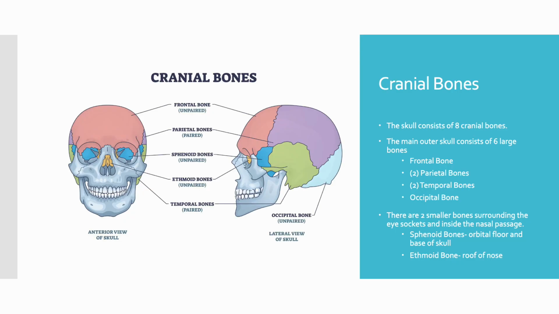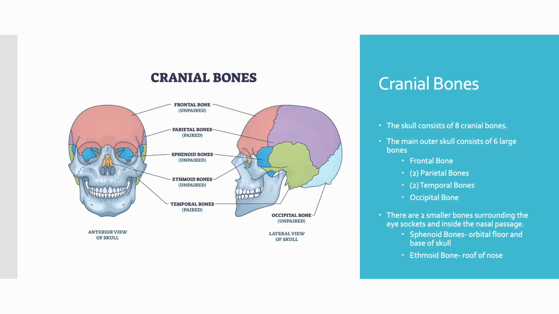Okay, cranial bones. These are the bones of the head. The skull consists of 8 cranial bones. The main outer skull consists of 6 large bones. These bones are the frontal bone, a pair of parietal bones, a pair of temporal bones, and an occipital bone. There are also 2 smaller bones that are inside the eye sockets and inside the nasal passage. This is the sphenoid bone and the ethmoid bone.